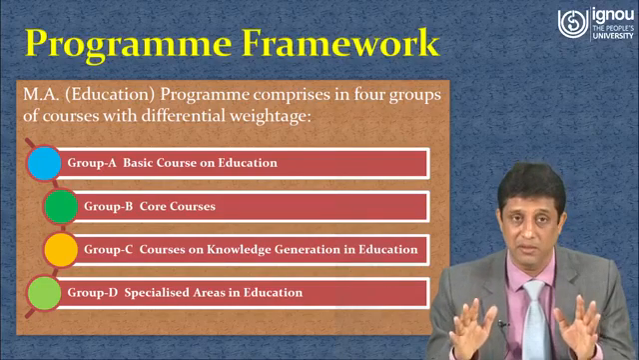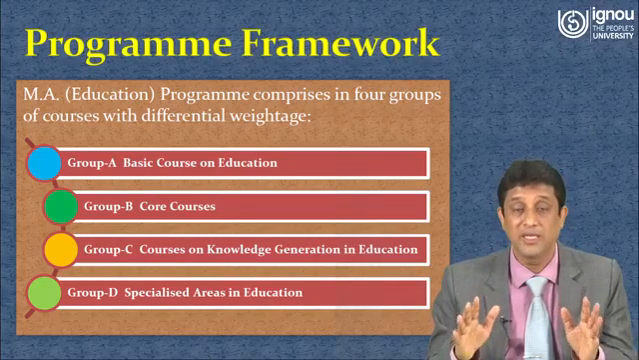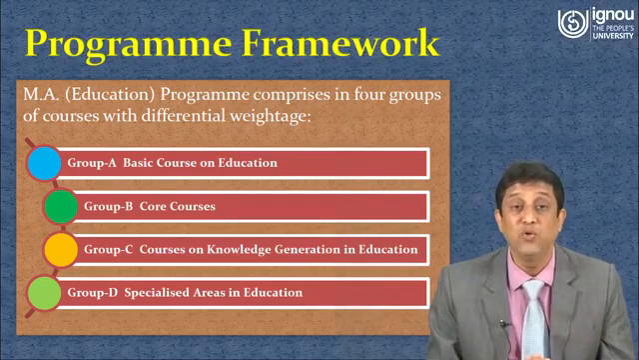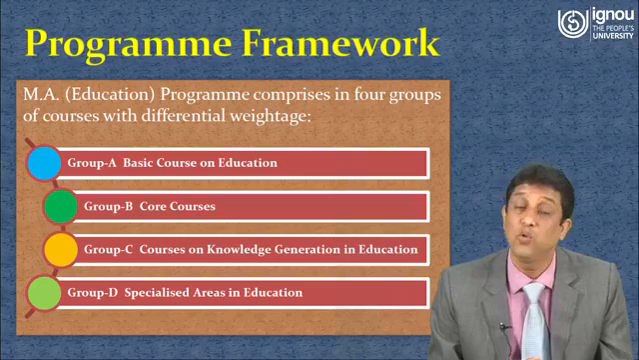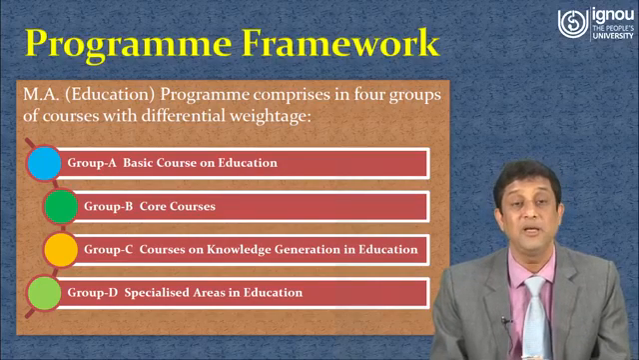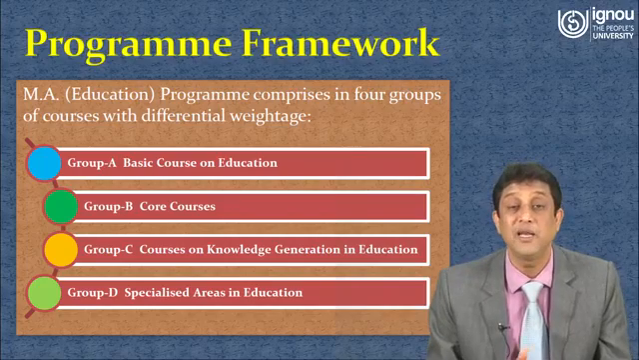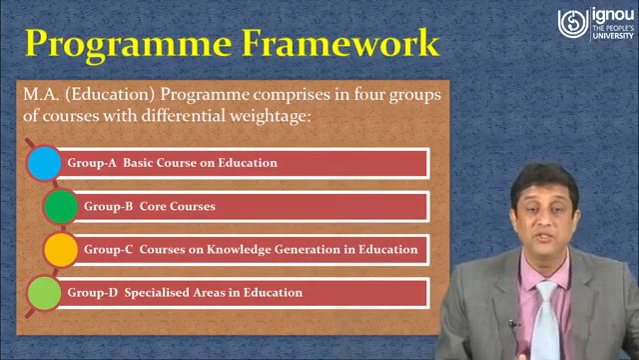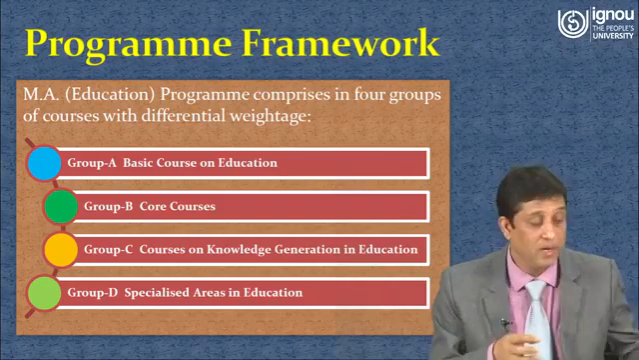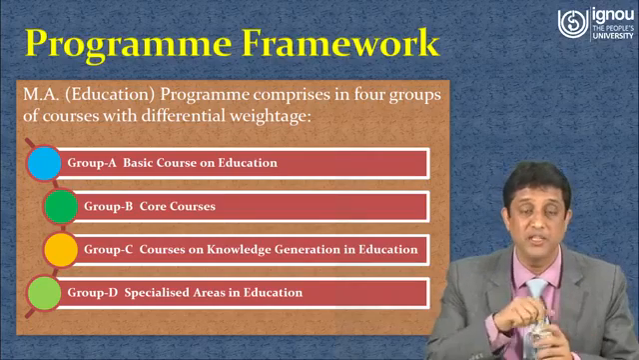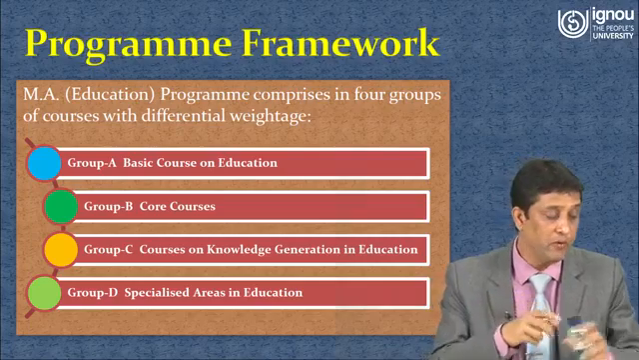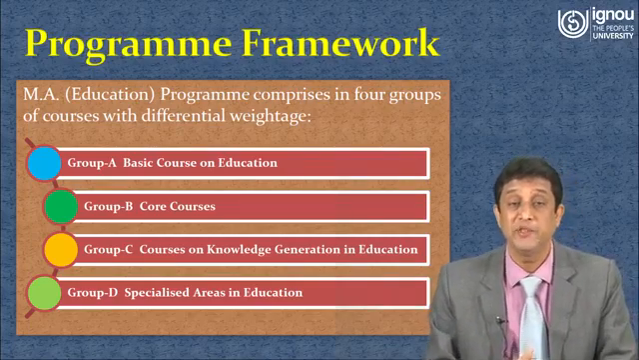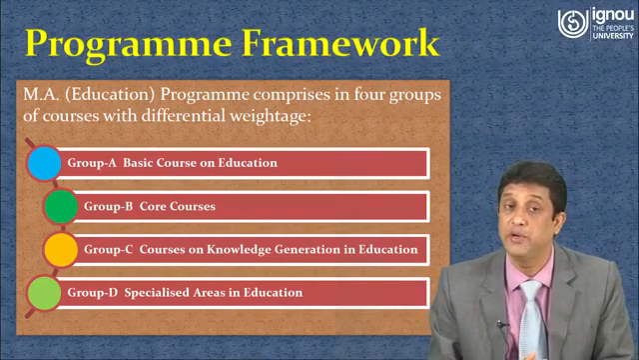Now you can watch it on your screen. It is visible now. You see, group A, that is the basic course on education. Then group B, that is the core courses. Group C, that is courses on knowledge generation in education, and group D, that is specialized areas in education. Friends, try to understand what the different courses are that have been kept in different groups.